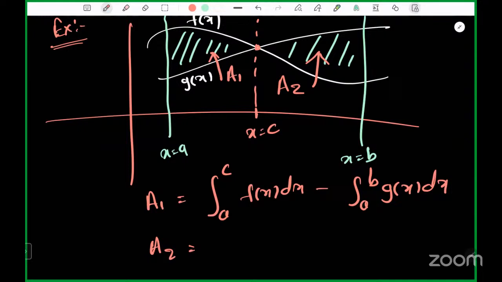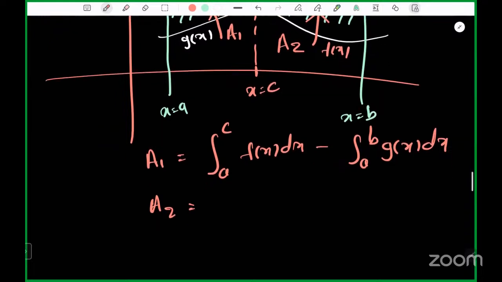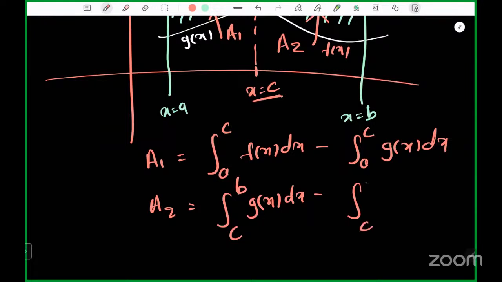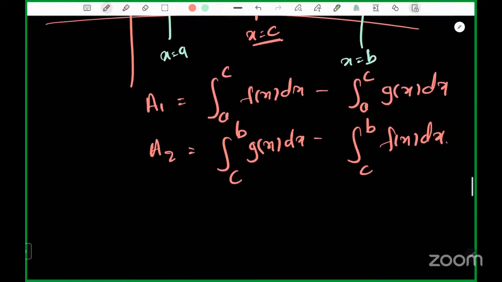So what will be the area of region A2? It will be similar, but in the reverse order, right? Because this upper function is g of x, the lower function is f of x. So here the area A2 will be the integration from c to b. Now you have to consider this point. So the integration from c to b of g of x dx minus the integration of the same thing here also. Here also the point c will come. c to b of f of x dx. Okay.